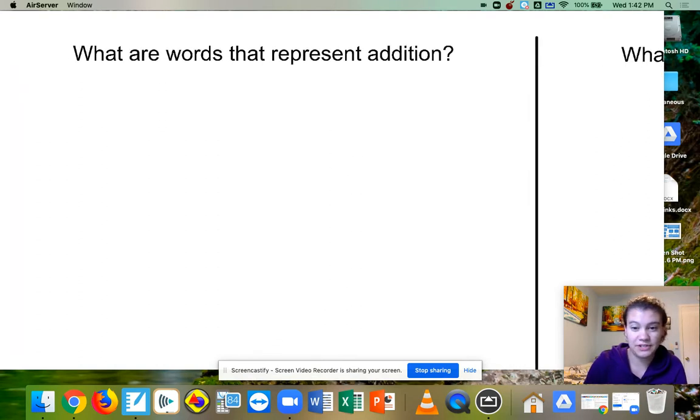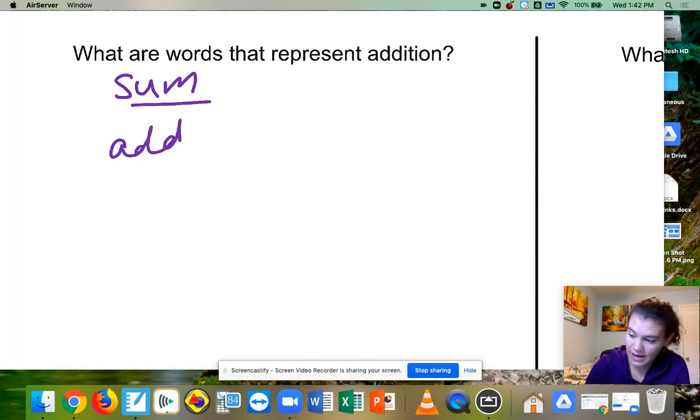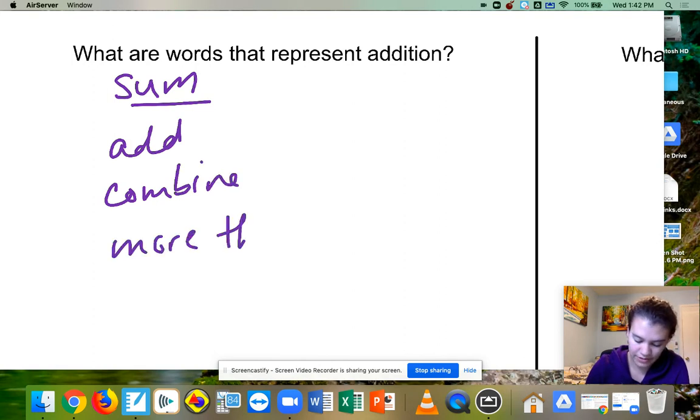Some words that represent addition. Pause this and then think of some yourself. Okay, so some that you should know. Sum is one that we use often. You could also say if you add something, if you're combining 2 things, or more than. So if I say 6 more than 7, I'm doing 6 plus 7.